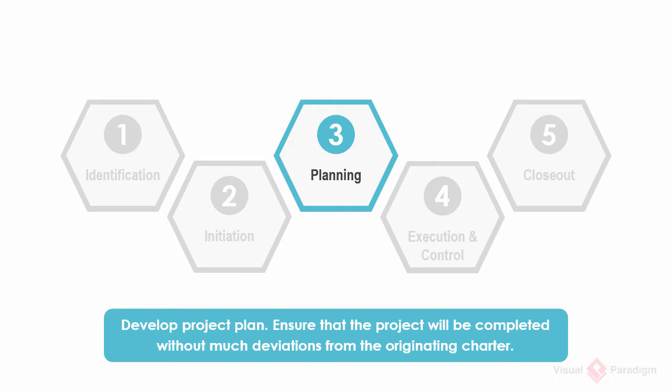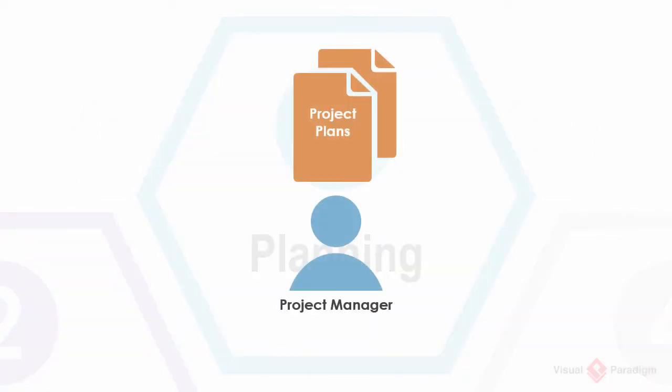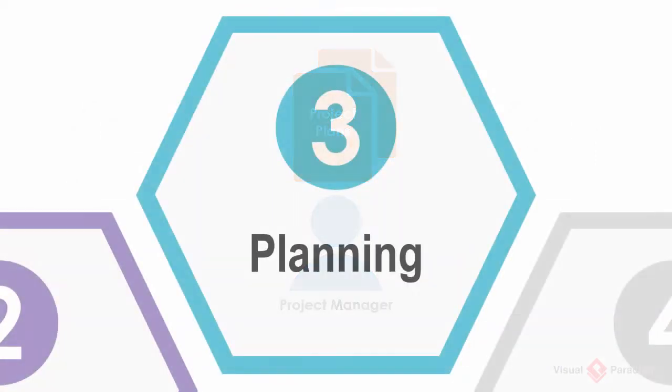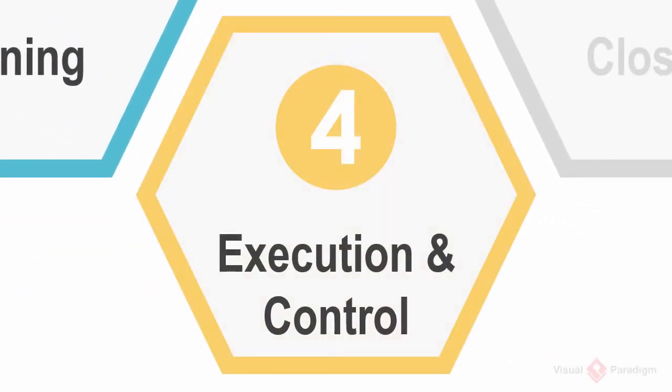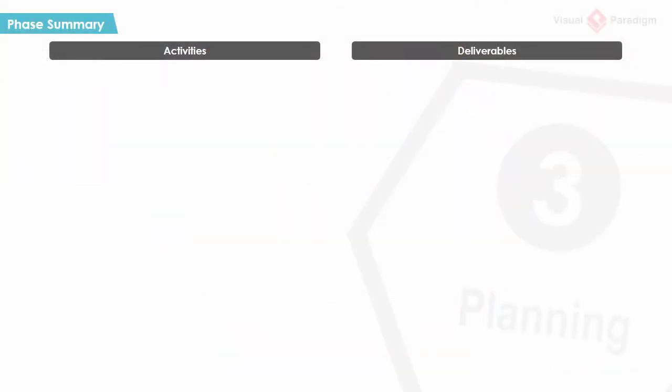Throughout this phase, planning activities will be performed, and a set of planned documents will be output. Projects being planned progress to the execution and control phase of the life cycle. Let's have a look at the activities and deliverables of this phase.